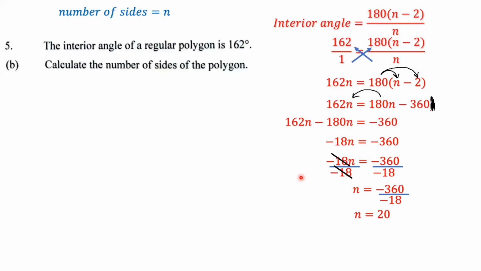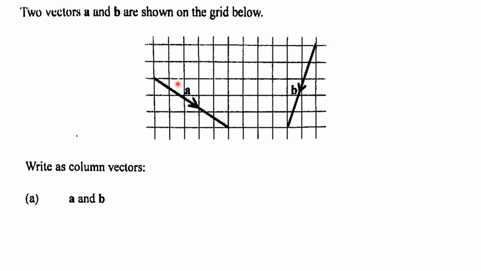Okay, let's move on to the next question. So the number of sides of this polygon is 20. The next question says two vectors A and B are shown on the grid below. Write as column vectors A and B. So we have these vectors here on this grid, and they want us to write vector A and vector B as column vectors.